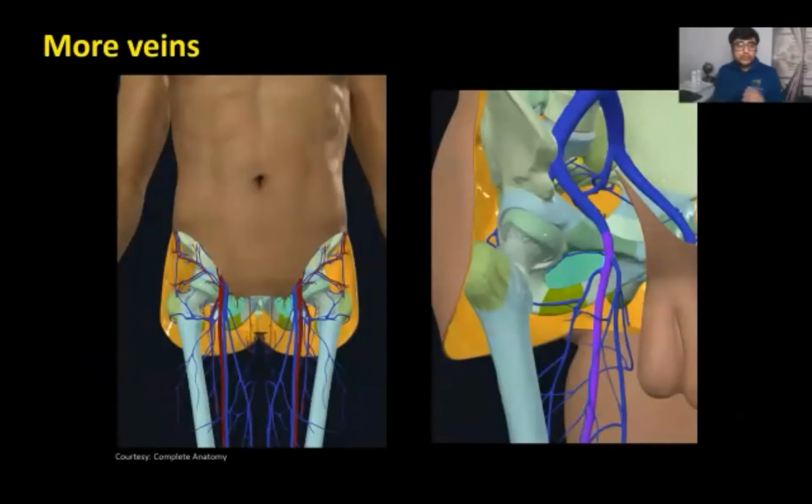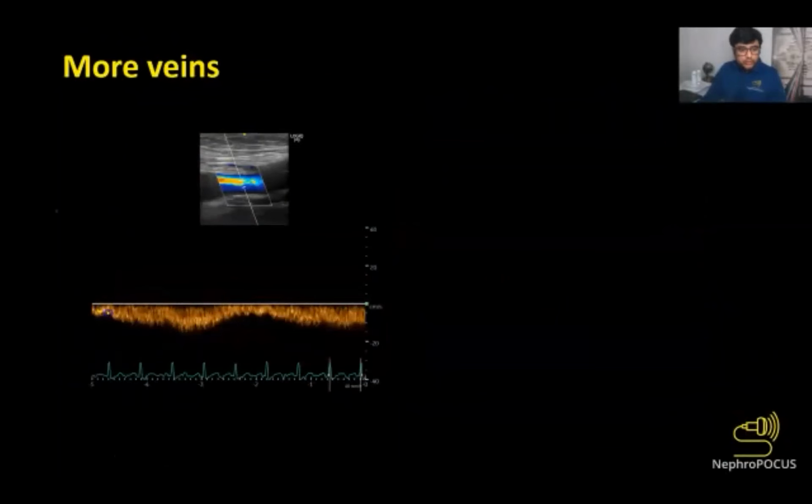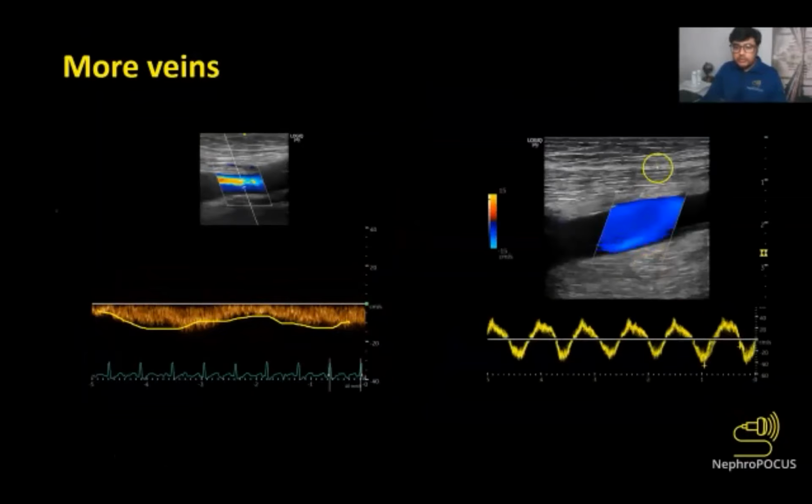And you can use other veins. For example, you can use femoral vein Doppler to gauge the right atrial pressure. So normal femoral vein waveform looks like this, nice respiratory variations and relatively continuous. With increasing right atrial pressure, it becomes pulsatile like that of portal vein. This image I obtained from a patient with severe heart failure.